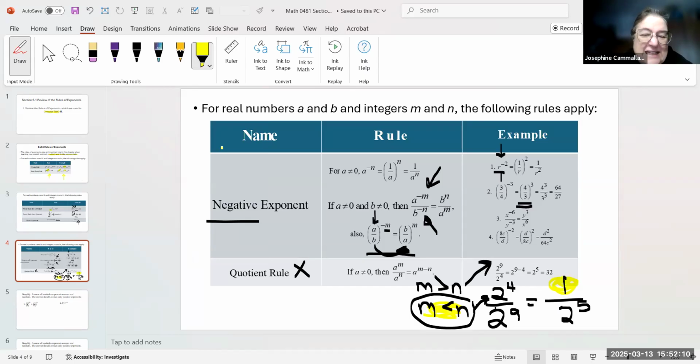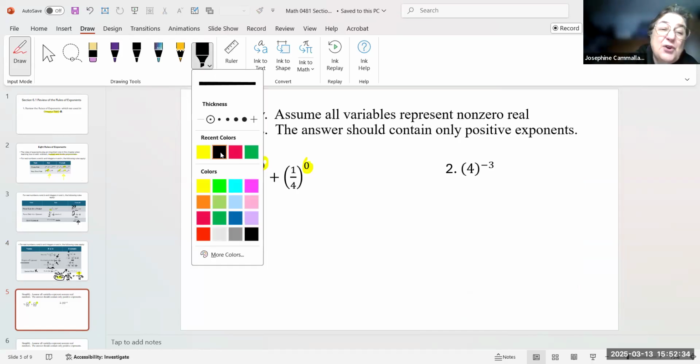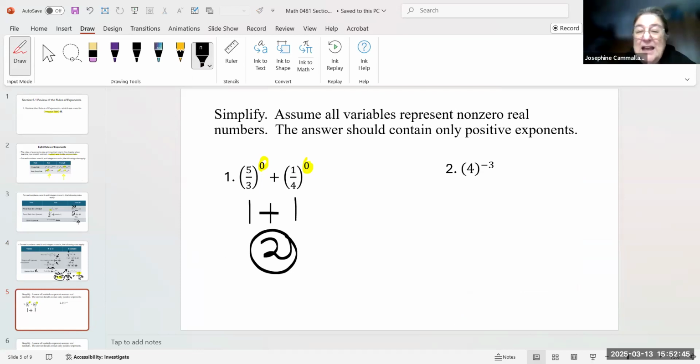Don't forget that. Okay. Now, we're going to do a couple of slides using some review just to help you. Now, right off, what's inside the parentheses is to the power of 0, which means 5/3 to the 0 is 1, plus 1/4 to the 0 is 1, which gives me my first problem of 2 as my answer.